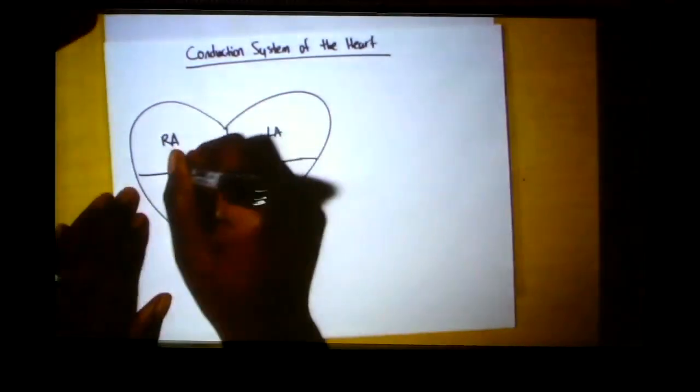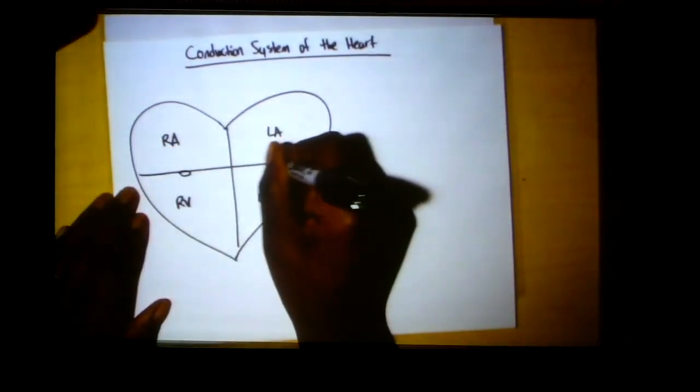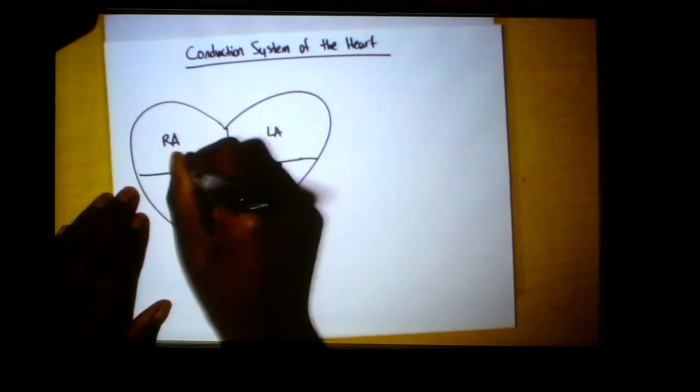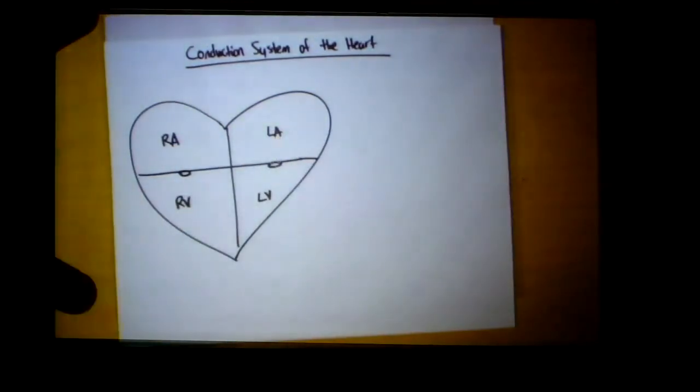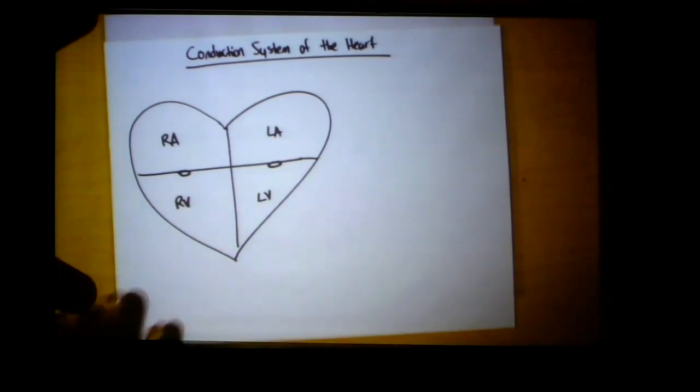Now, let's just put where our valves are. We know that valves are moving blood from atria to ventricle. These are called AV valves. And we also know the presence of our 2 clusters of pacemaker autorhythmic cells.